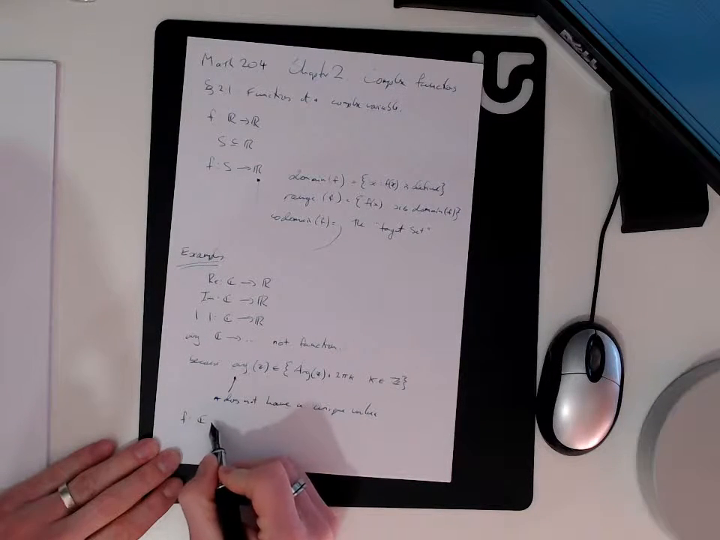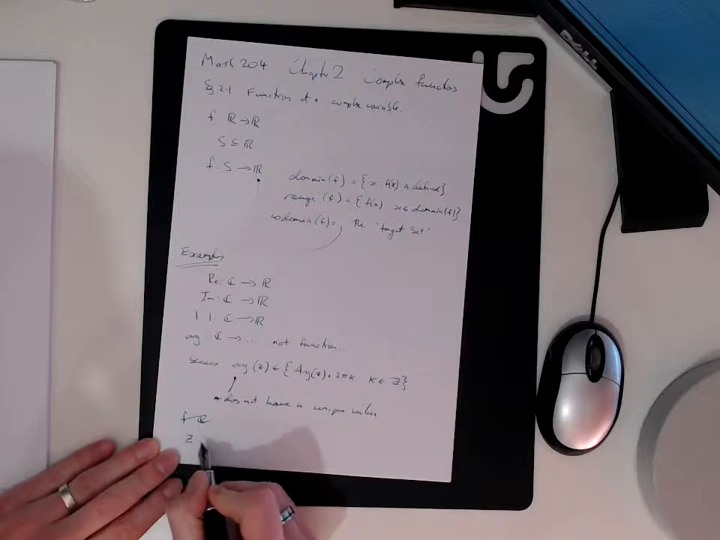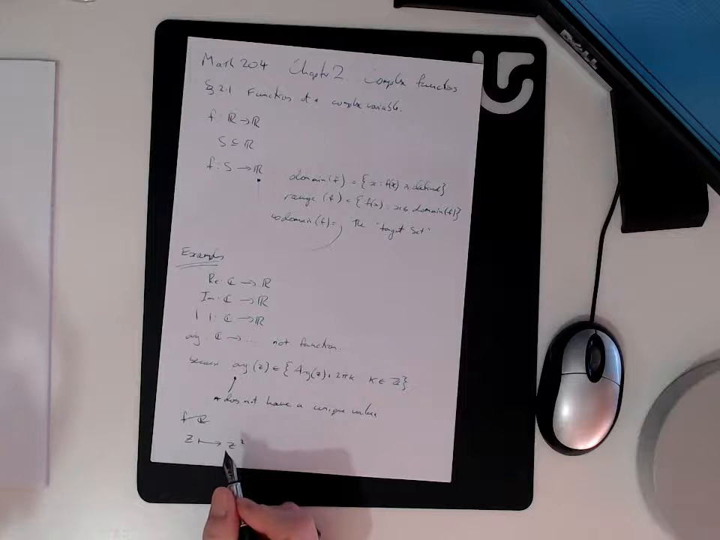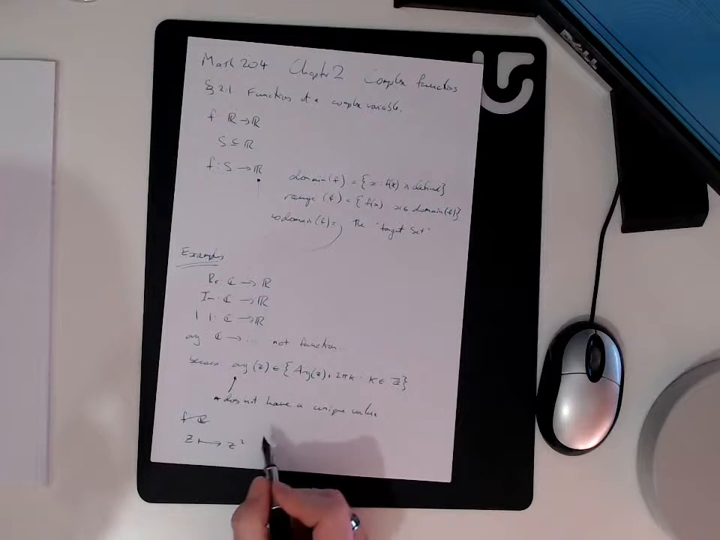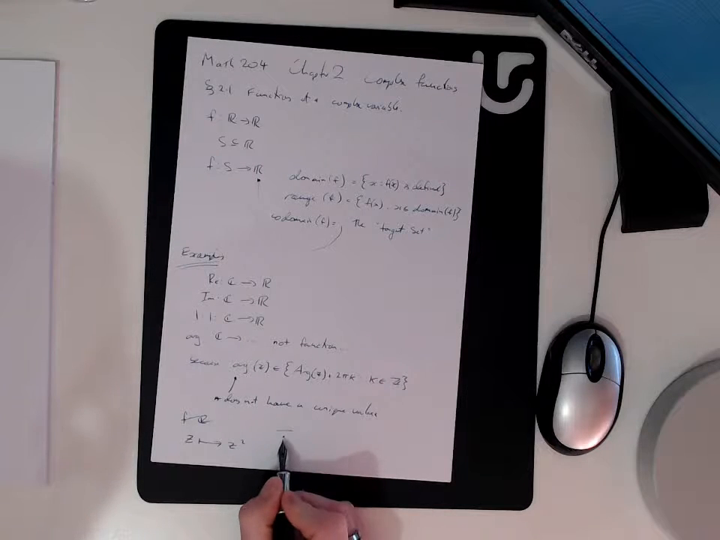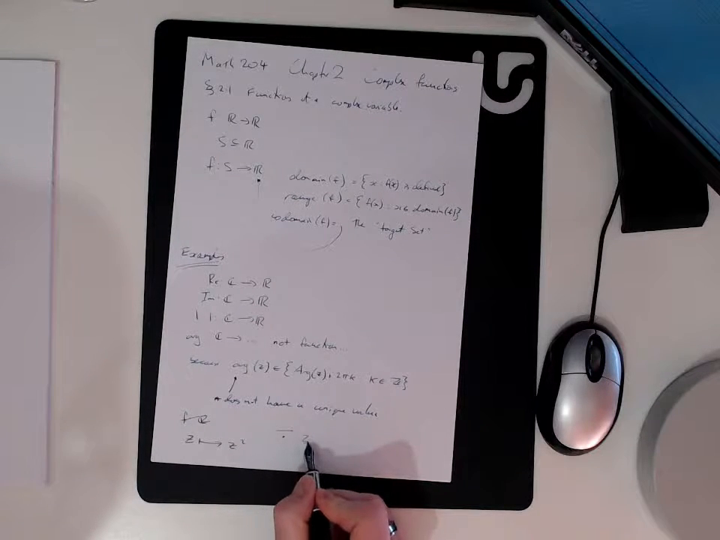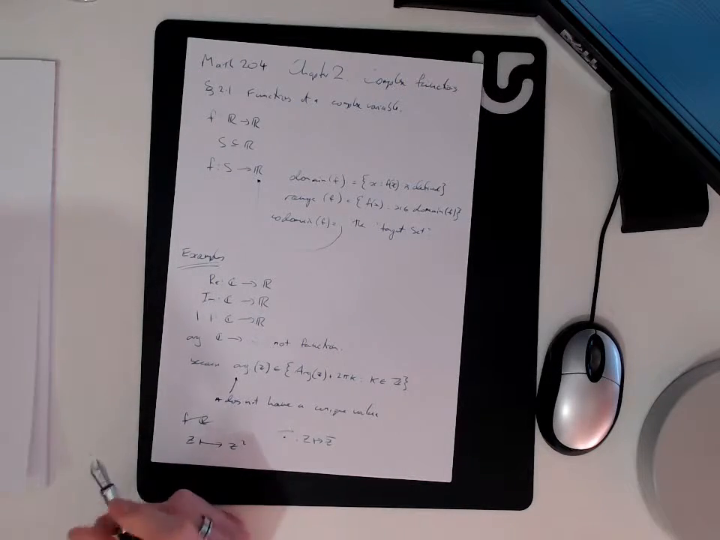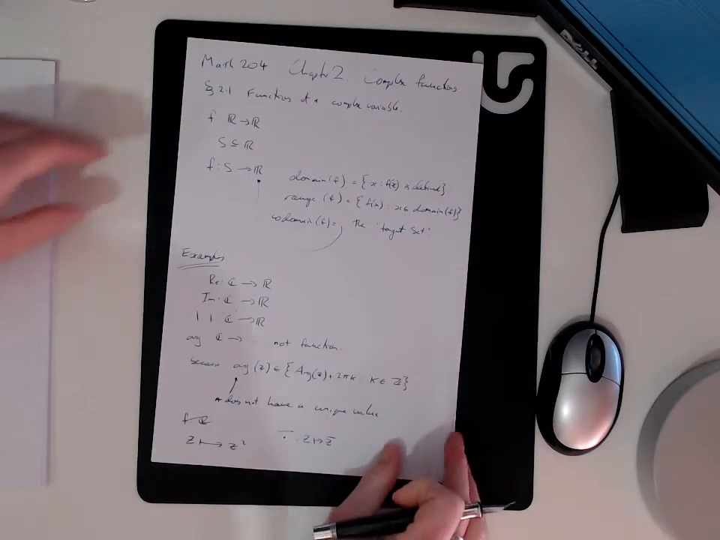The function that takes z into z squared is a function, taking complex numbers to complex numbers, and complex conjugation, the thing that takes z and spits out its complex conjugate, is also a function. So you've seen lots of them before.